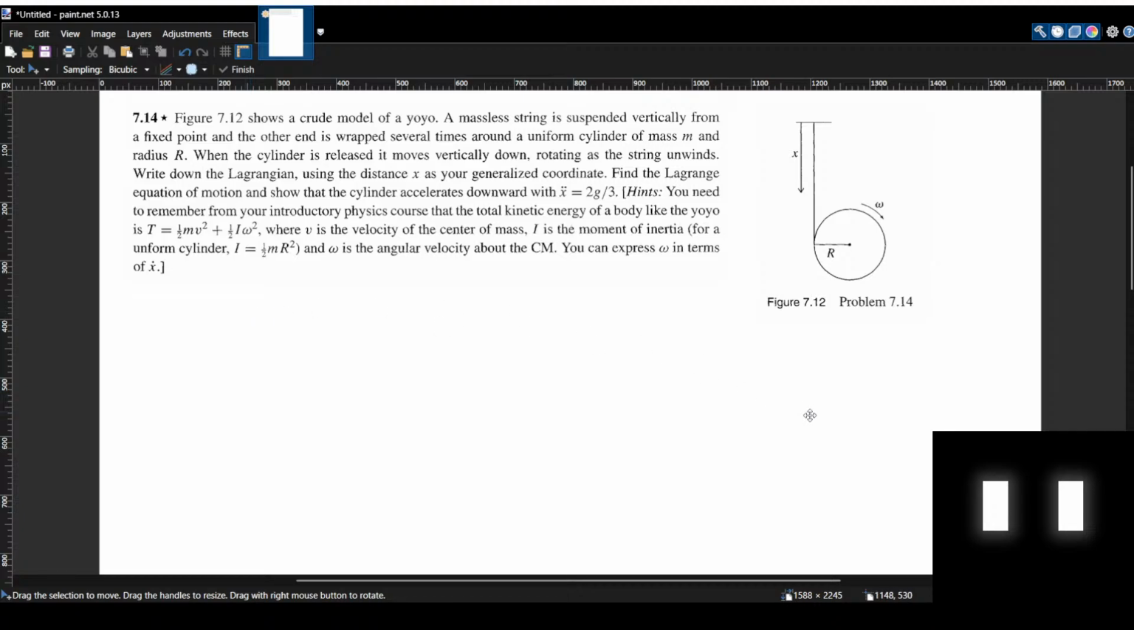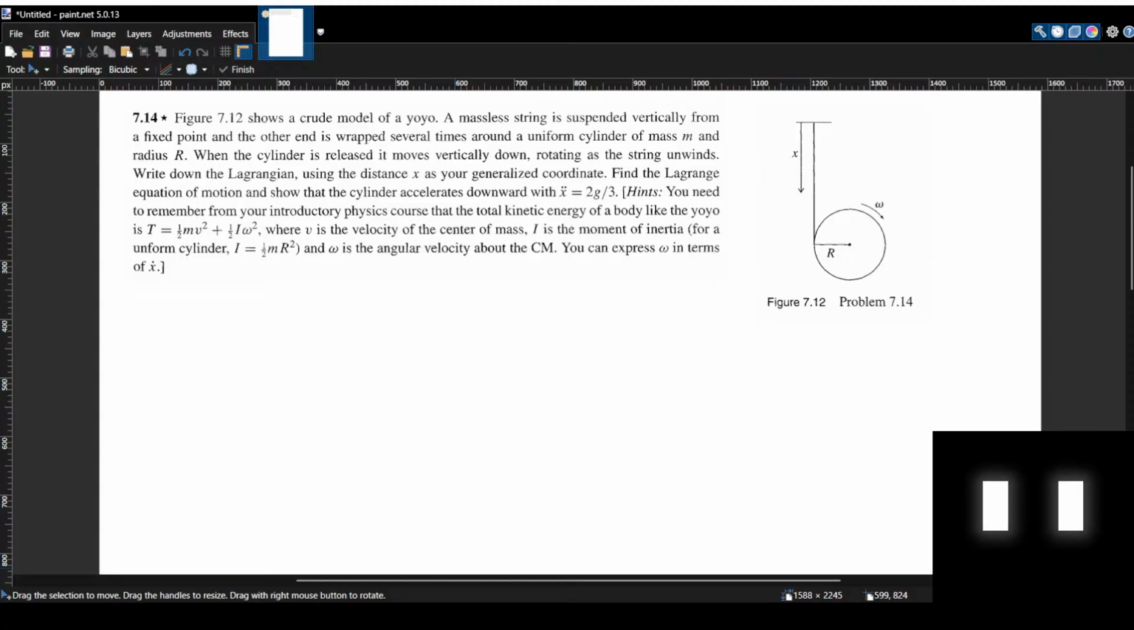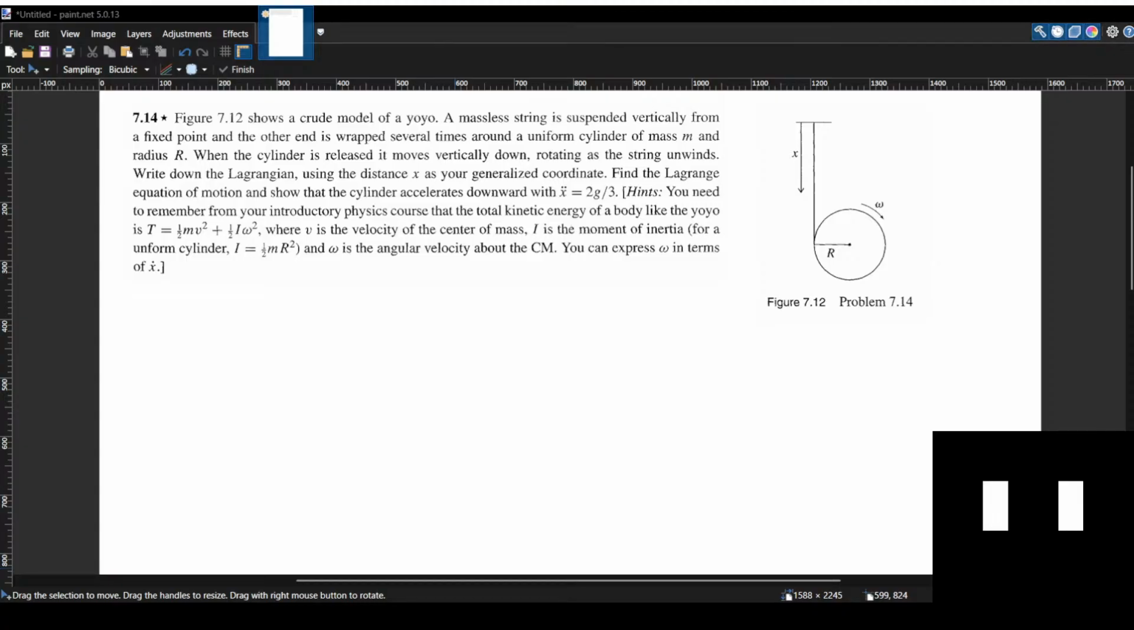So we have two problems today. We have this one, 7.14 from Taylor's Classical Mechanics. And then we are gonna have 7.21 also from Southern Heaven.